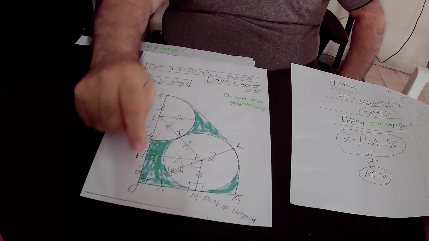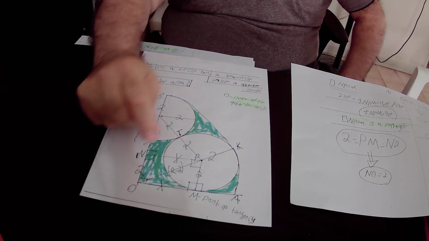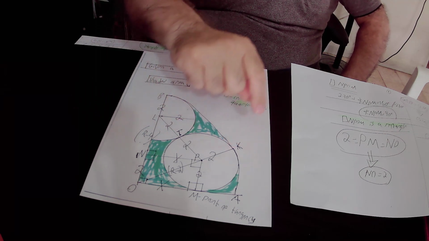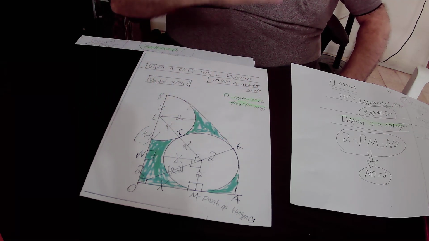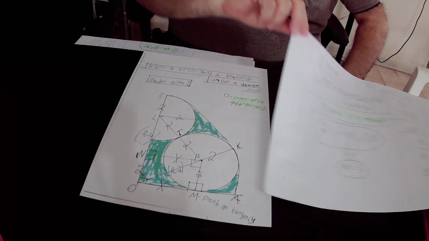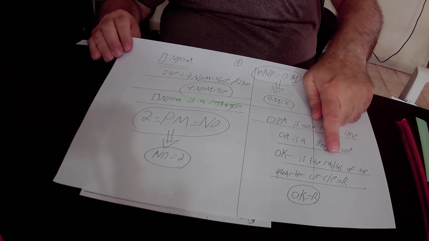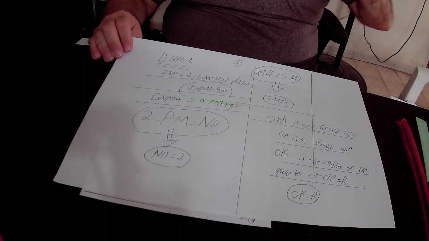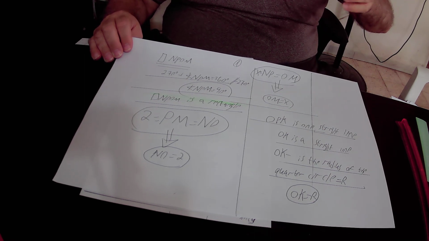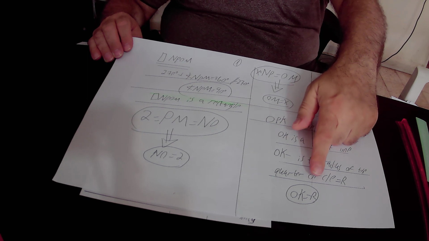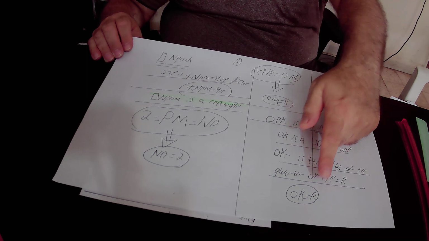And point O is the center of the quarter circle. Point K is the point of the quarter circle itself. This is exactly the definition of a radius. That is to say, OK is the radius of the quarter circle, and we define the radius of the quarter circle as capital R. So OK, the radius of the quarter circle, equals capital R according to our definition.